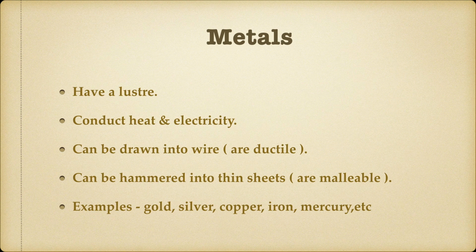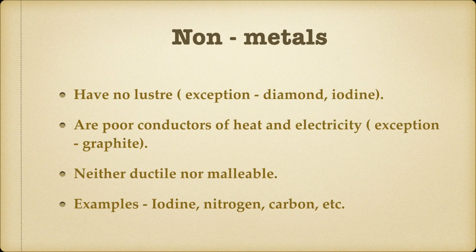But remember, mercury is a liquid metal at room temperature. Rest all are solids. Next are non-metals. The properties will be opposite to that of metals. There they had luster. Over here they have no luster. That means they don't have a shiny appearance. Some exceptions are diamond and iodine.